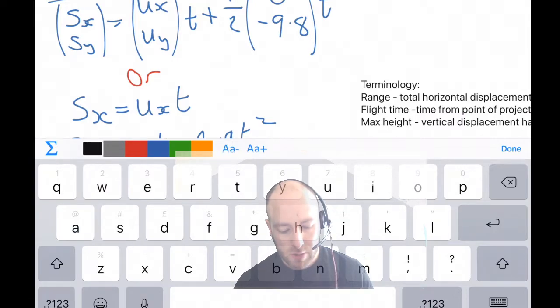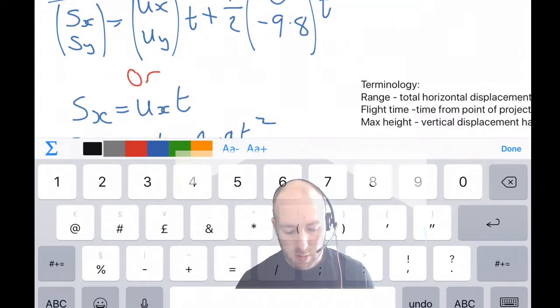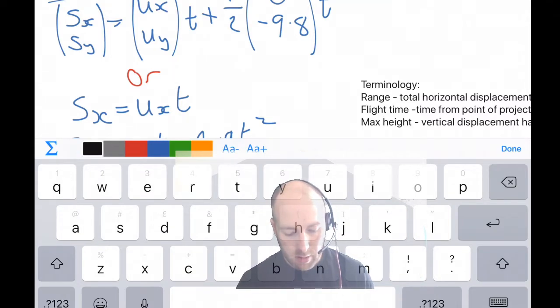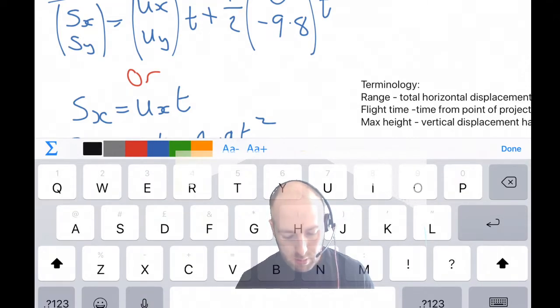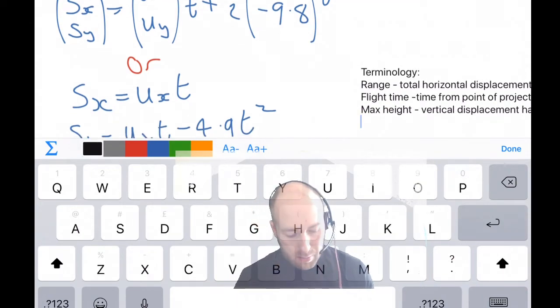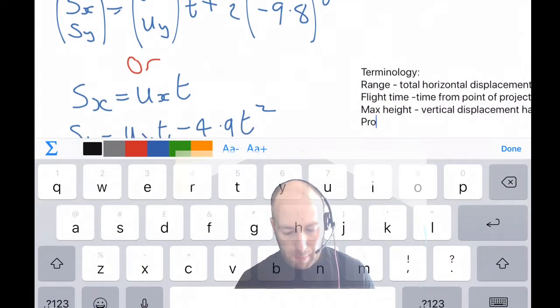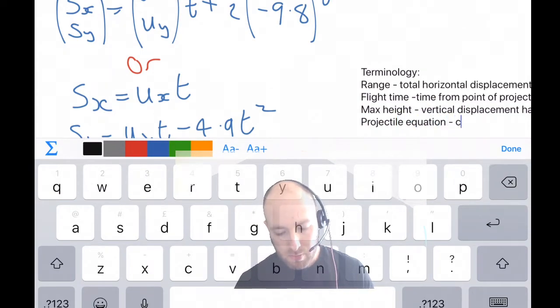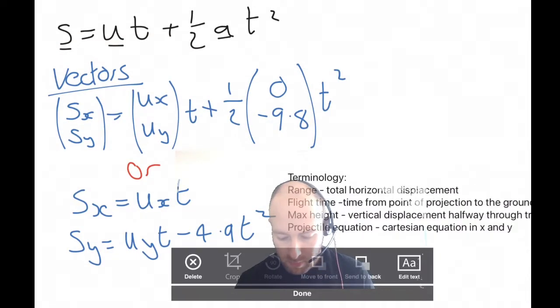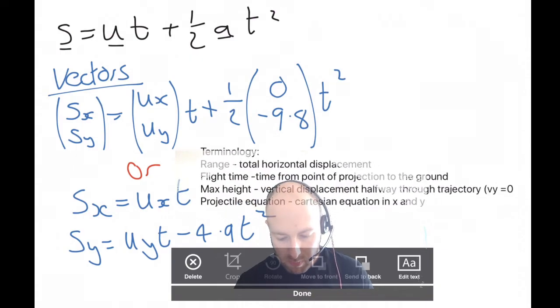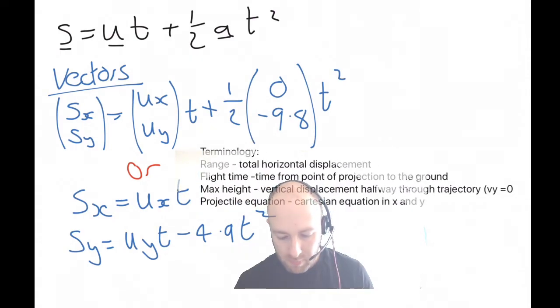halfway through the trajectory, which we also know is when Vy equals 0. And the projectile equation is a Cartesian equation in x and y. Cool, let's move that so you can actually see what I've written. Cool, and I'll just neaten that up a little bit.